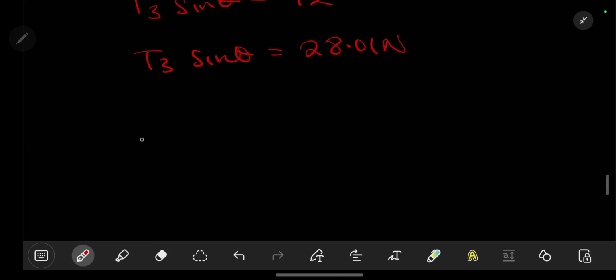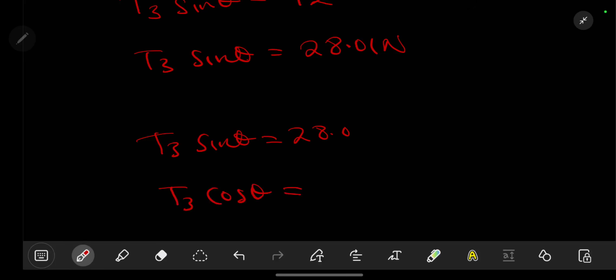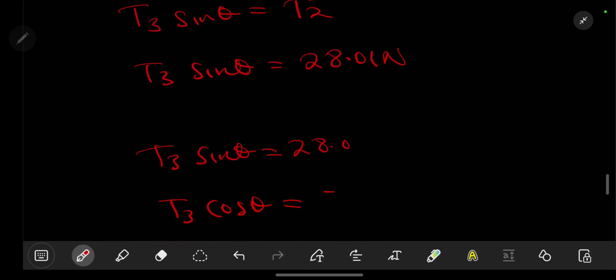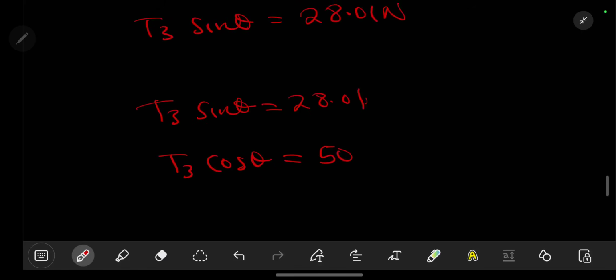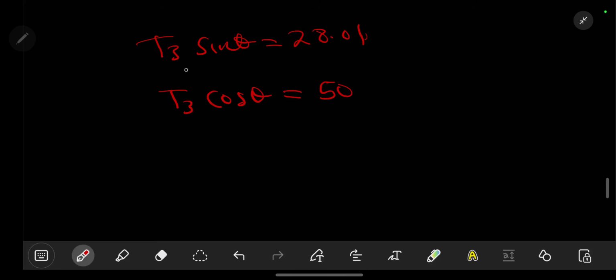Now let's put them together. We have the T3 sine of our theta should be equal to 28.01. The other one is our T3 cos of our theta should be equal to 50 like that. So we have just gotten the two equations. Then what we are going to do is that as long as you just have one component on one side, just divide the one with sine, put it on top. So we are going to divide this one, divide this one, so that this one and this one cancel. You know that sine divided by cos is always equal to the tan of theta.